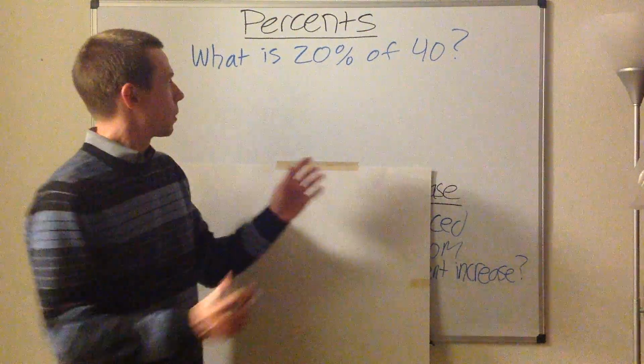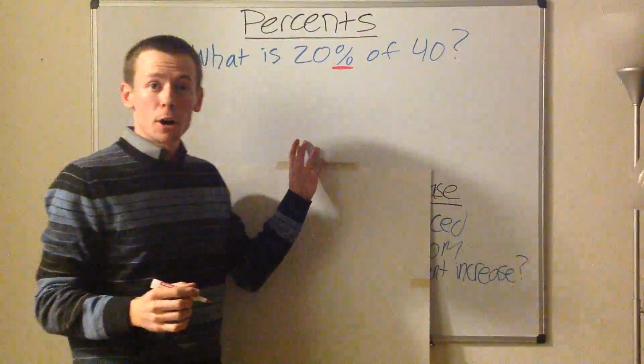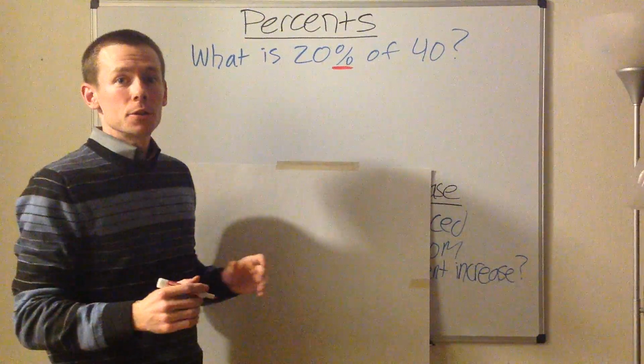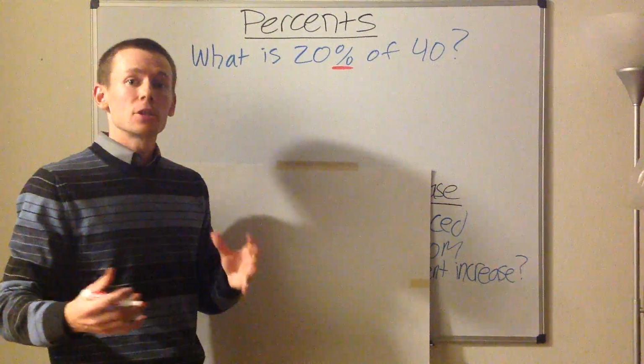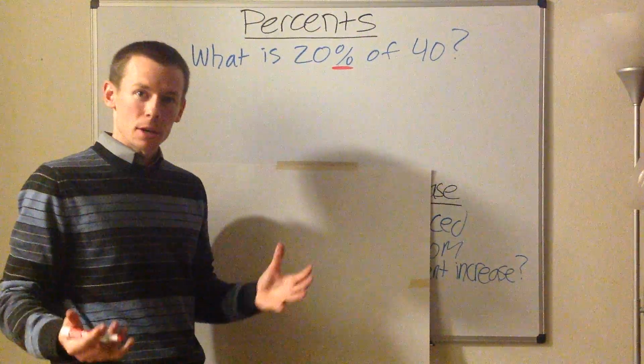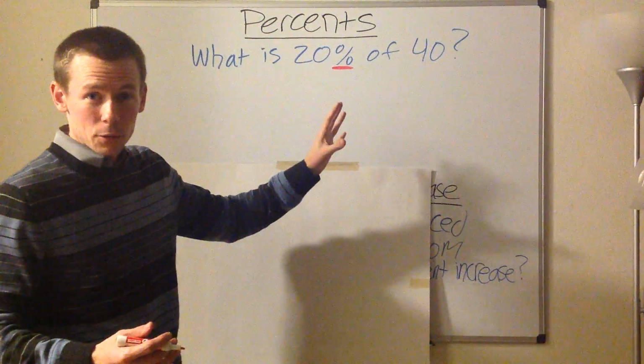Now remember the word percent. Percent means per 100. So percent means out of 100. That's what it literally means. Think about century. How many years in a century? 100. How many cents in a dollar? 100. So percent means 20 out of 100.